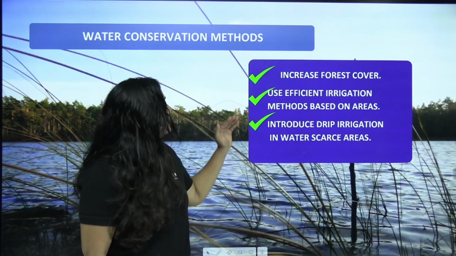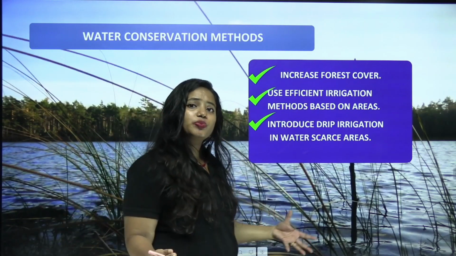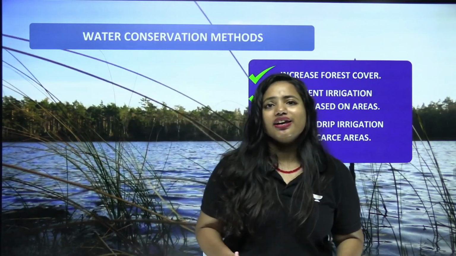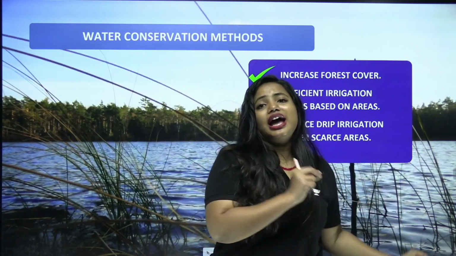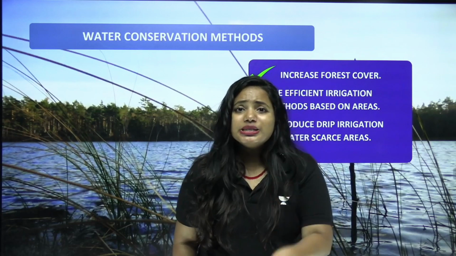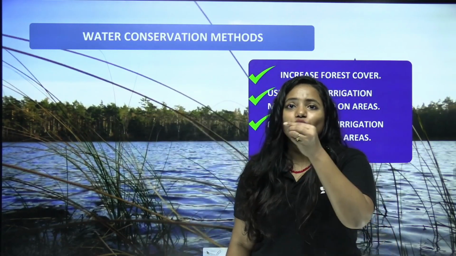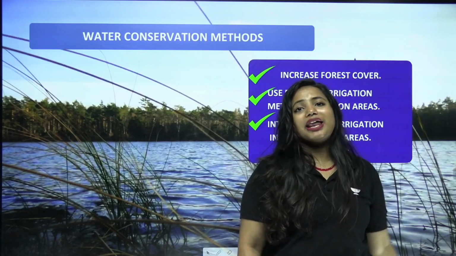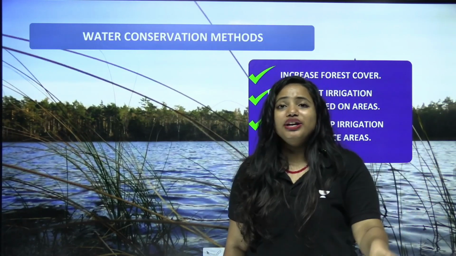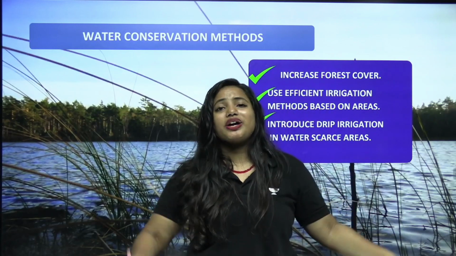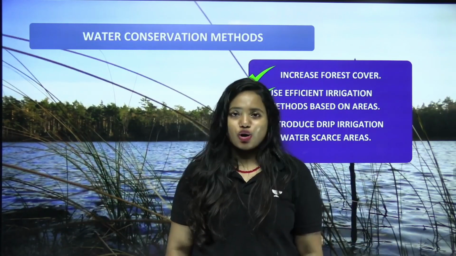Next method, introduce drip irrigation in water scarce areas. Certain areas where the water shortage is very high. So in those areas, only the necessary amount of water has to be used. So at this point, we can make use of drip irrigation, in which the water will be given to the farmland as droplets. So these types of techniques can definitely reduce the use of water to a great extent, plus it can also help us to conserve a lot of water.